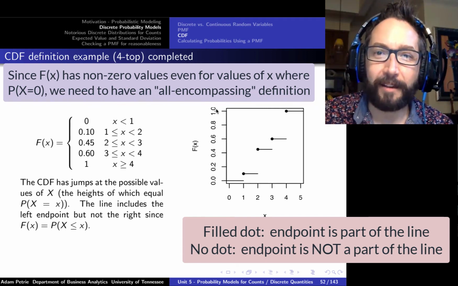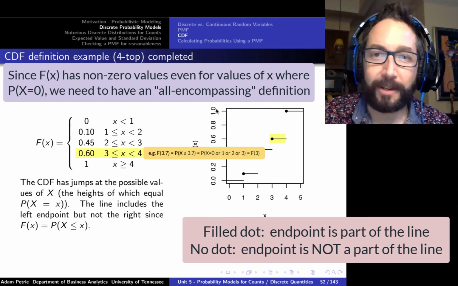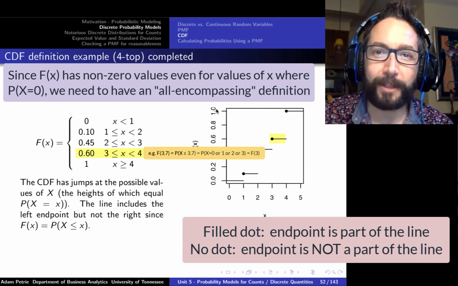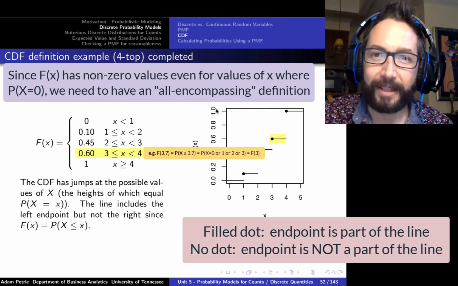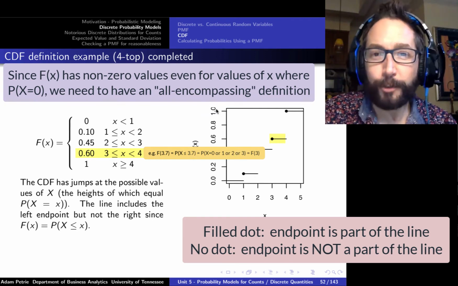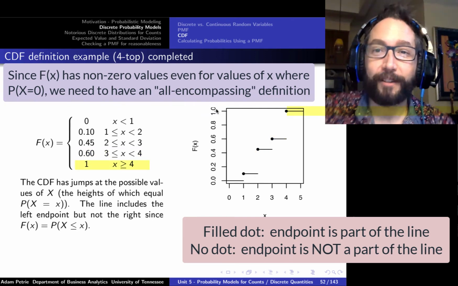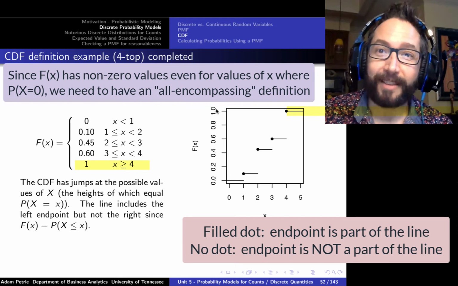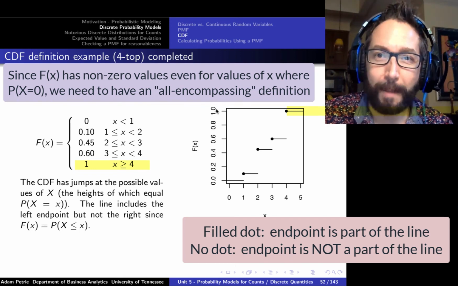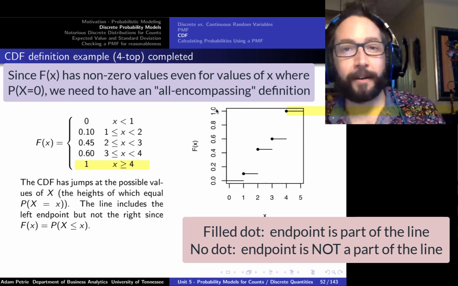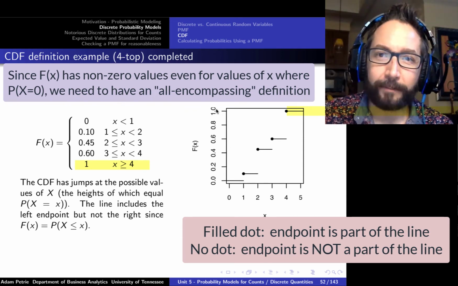What's the CDF between 3 up to, but not including 4? Well, that would be the probability of observing 1, 2, or 3, at most 3 here. That would be that 60%. And then once we get to 4, our maximum possible value, there's a 100% chance of observing that number or something smaller. And so for any value of x that's equal to the maximum possible value, or even bigger, that CDF is going to equal 1.